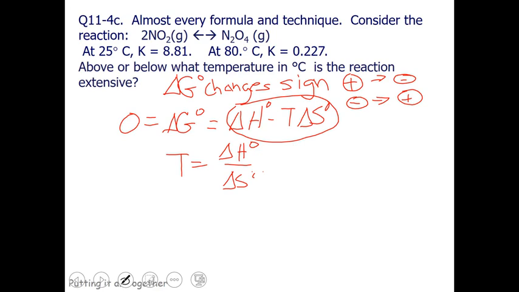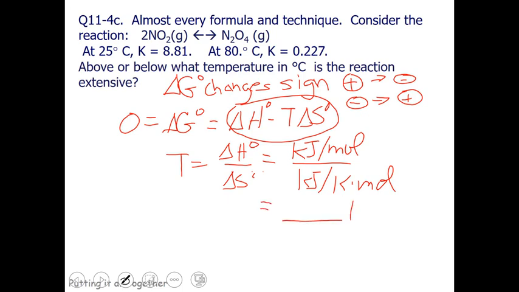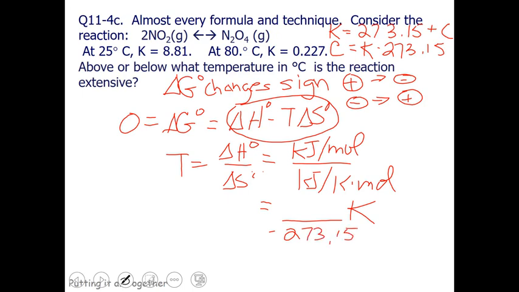Now let's think about units for a minute. We should insert our values of delta H naught in kilojoules per mole and delta S naught in kilojoules per Kelvin mole, which means the answer we get is going to be in units of Kelvin. So I remind you that Kelvin is 273.15 plus Celsius. So if we want our answer in Celsius, we need to subtract 273.15 in order to get degrees Celsius.